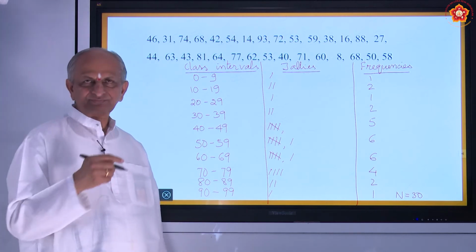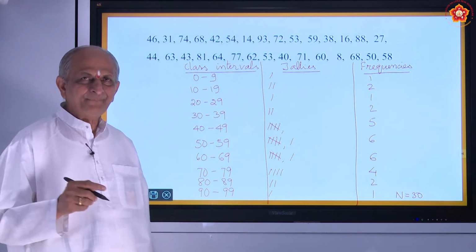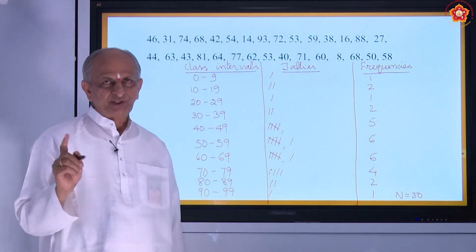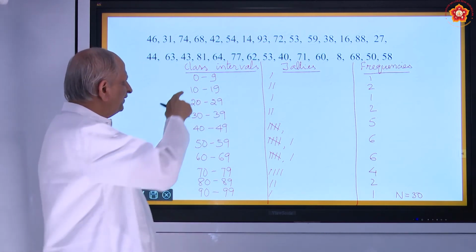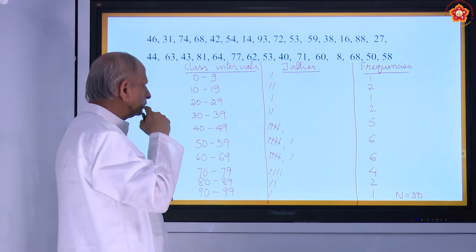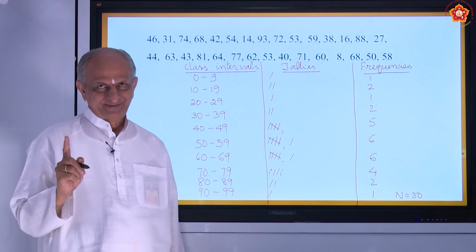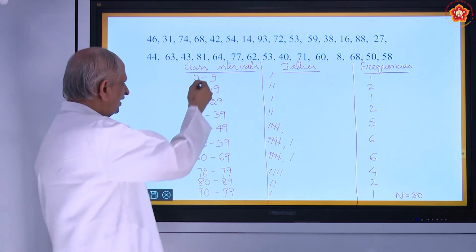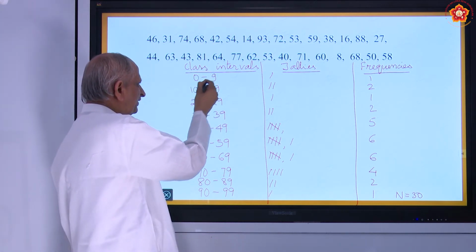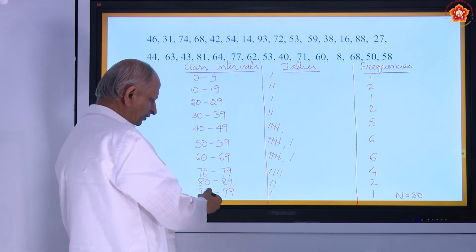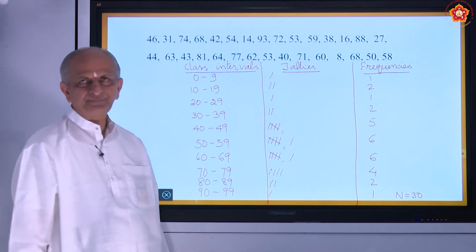I think all of you have done it now. What you have to do is class intervals. You are given that the class interval must be 0 to 9. What is the size of the class interval? It will be 10. Okay. So class intervals will be 0 to 9, 10 to 19, 20 to 29, etc., up to 90 to 99.